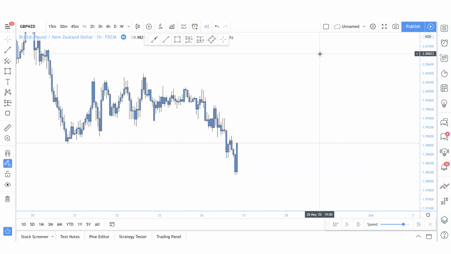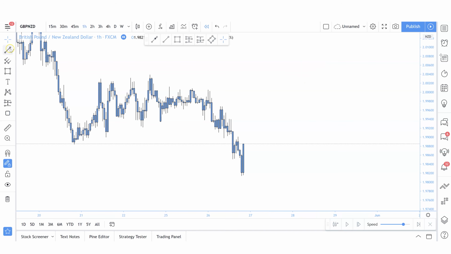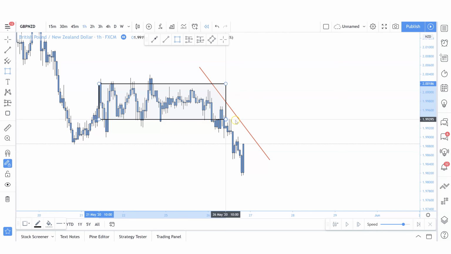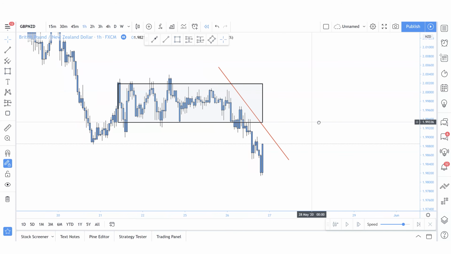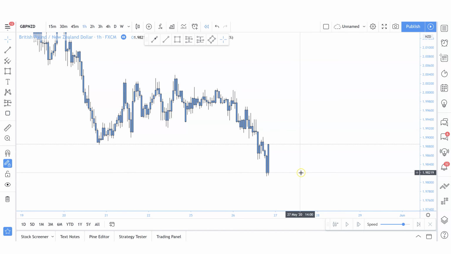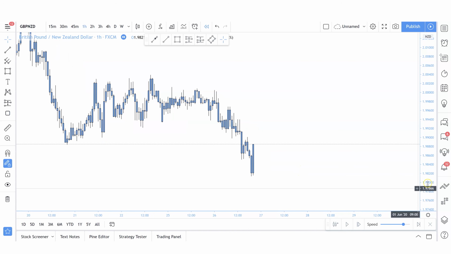Example number 2 is pound New Zealand dollar. So for this, we're going to identify the structure of the market. We can clearly see it's to the downside. Previously, the market was sitting in a consolidation area where price was failing to break below for a very long period of time. We had this break of this structure, this retest of this consolidation, and a continuation to the downside. So what are we looking for? Well, we're looking for sells.